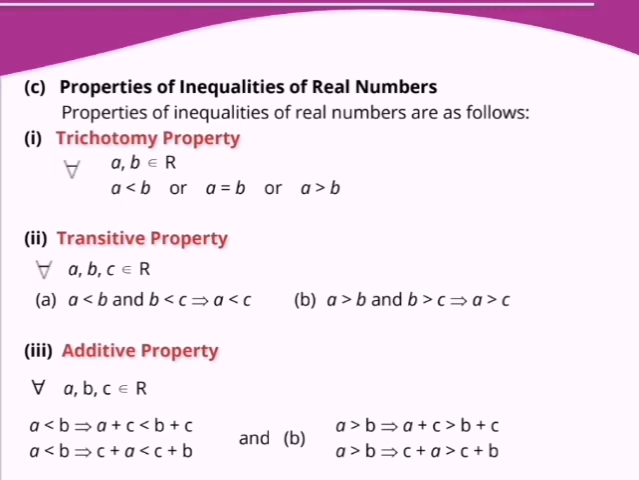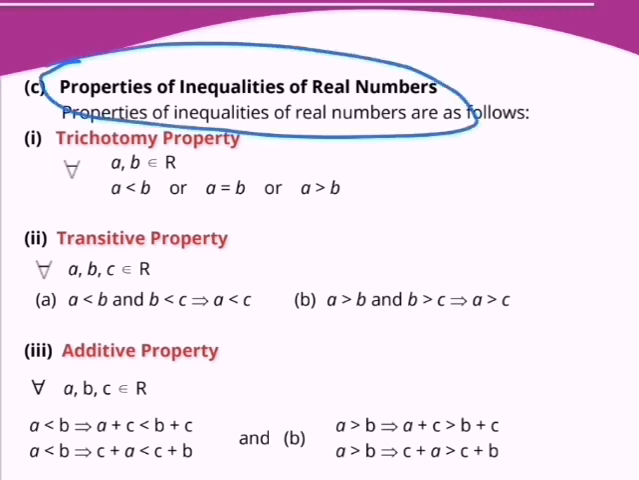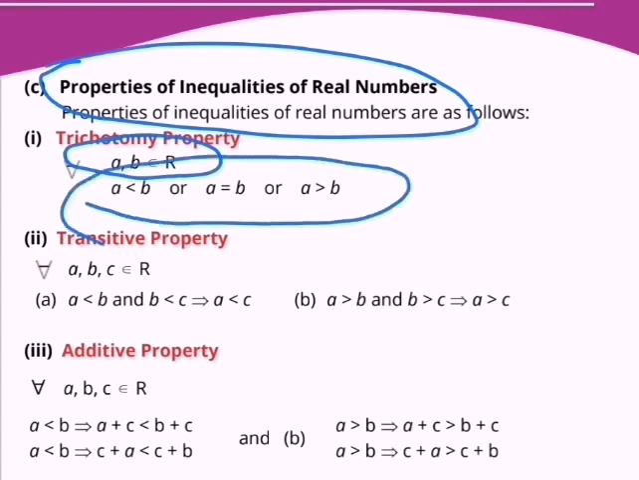Again, properties of inequalities of real numbers. The first property is trichotomy property. For any two real numbers A, B, A is less than B, or A is equal to B, or A is greater than B. Means for every two real numbers, one of these will be satisfied.